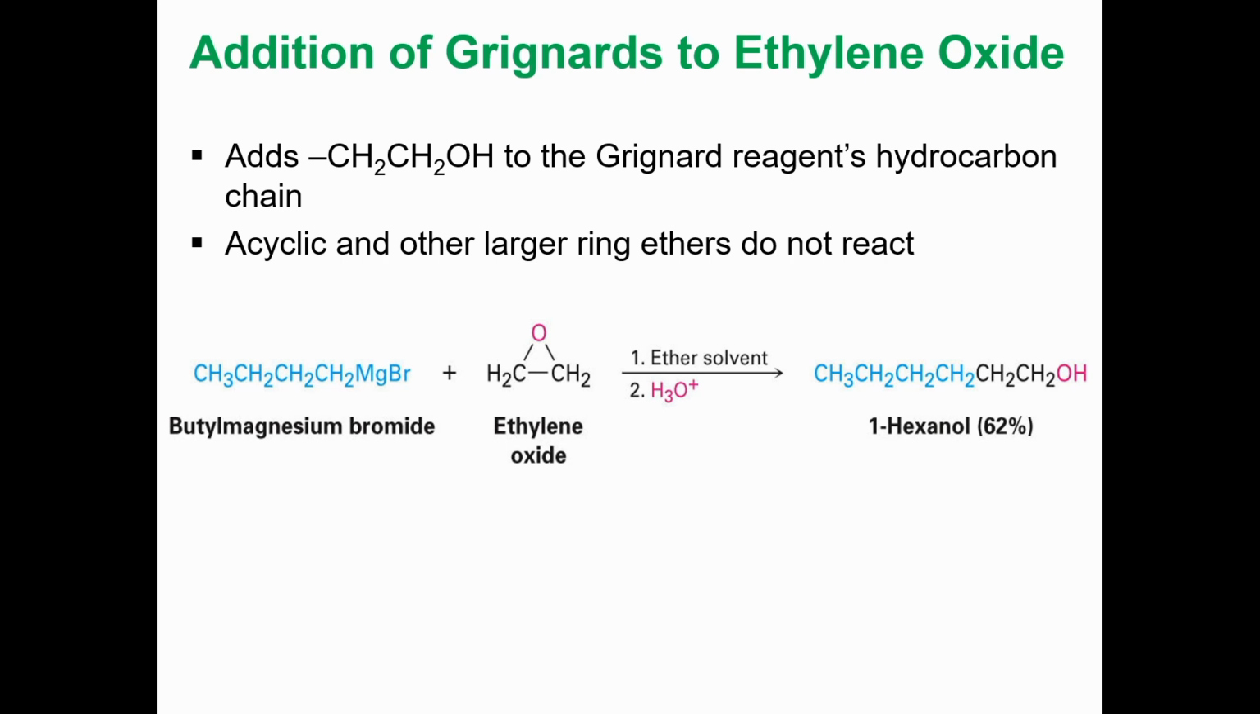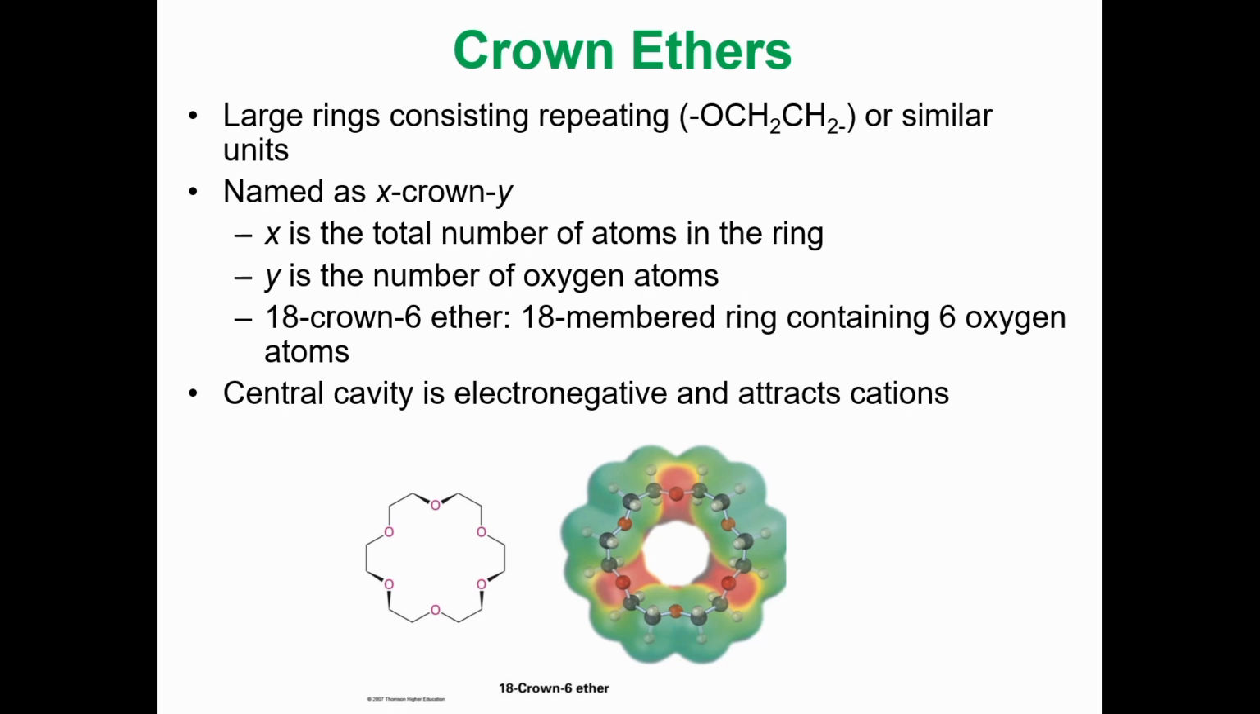Another, larger ring cannot react. This reaction can only occur with ethylene oxide. Large rings that have repeated ethoxy or similar units are called crown ethers. How are they named? Named as X crown Y. X is the total number of atoms in the ring, while Y is the total number of oxygen atoms.